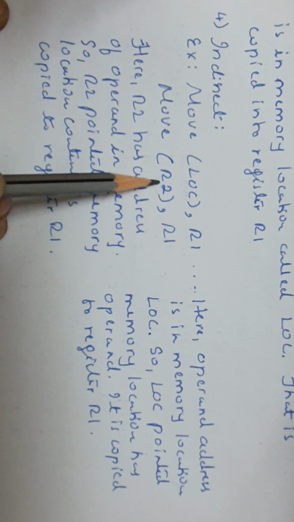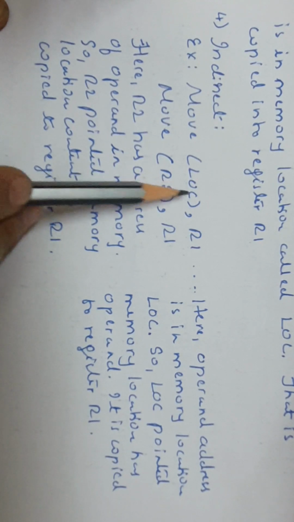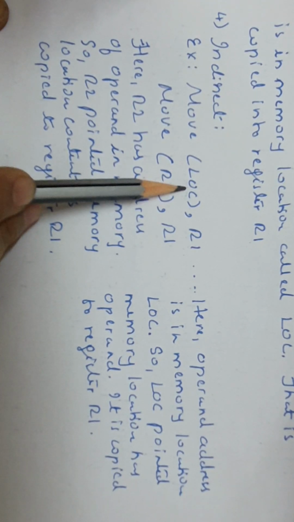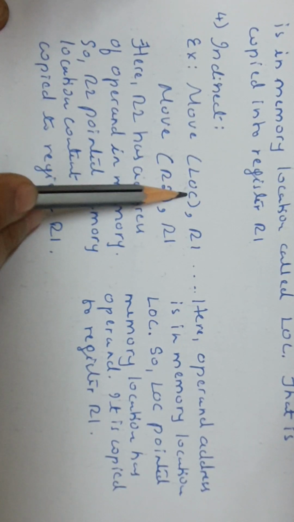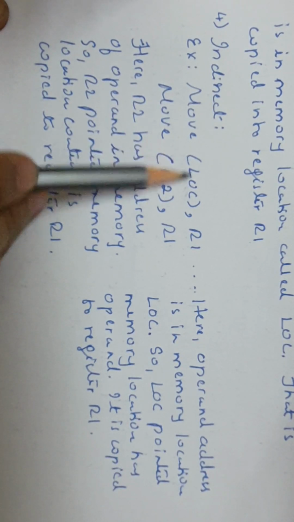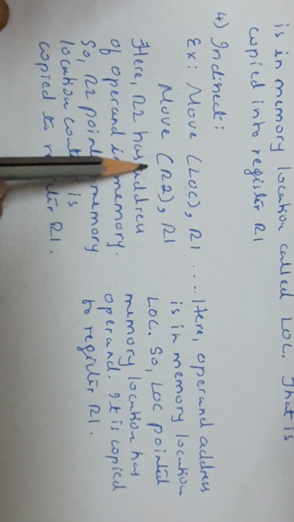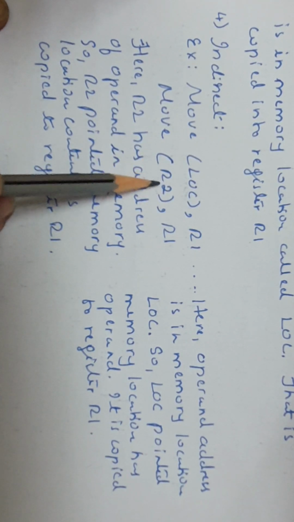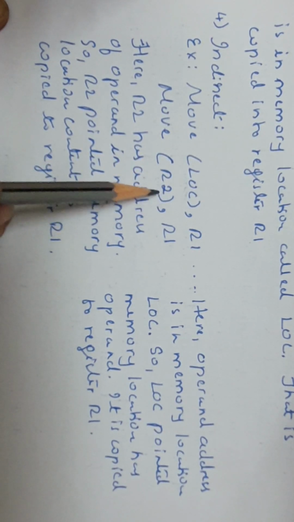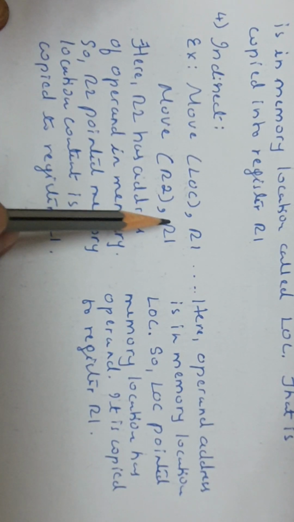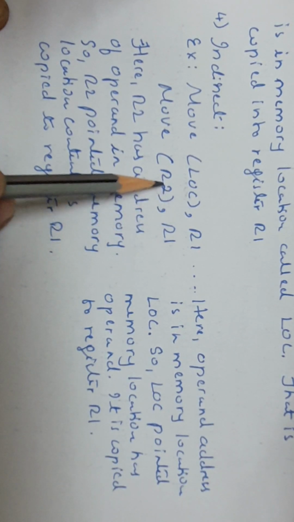It is the address of the memory location where the operand is present. Here the address of the memory location which has the data was stored in the LOC memory location. This bracket indicates that it points to another memory location. Here a register pointed memory location means the memory location where the operand is present, that address is stored in the register here.